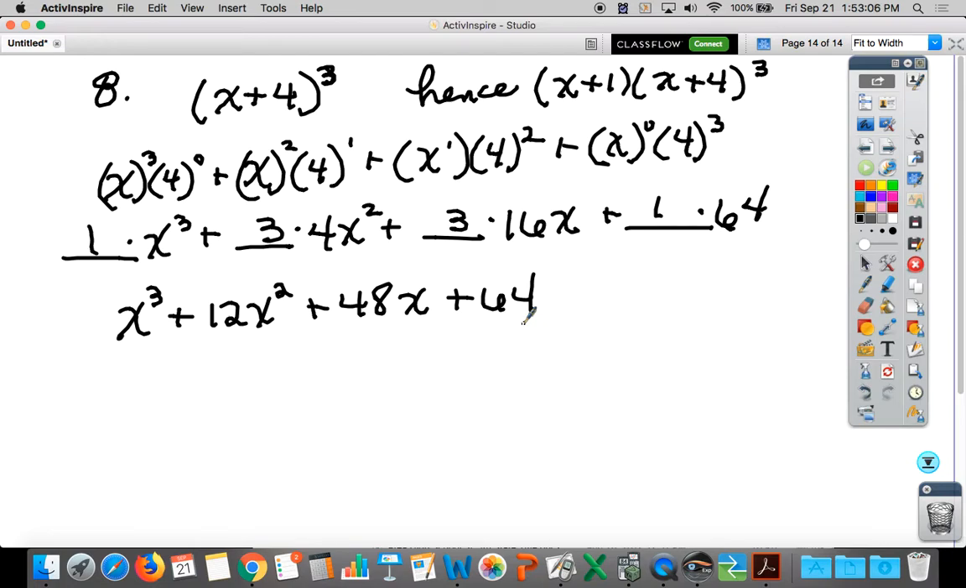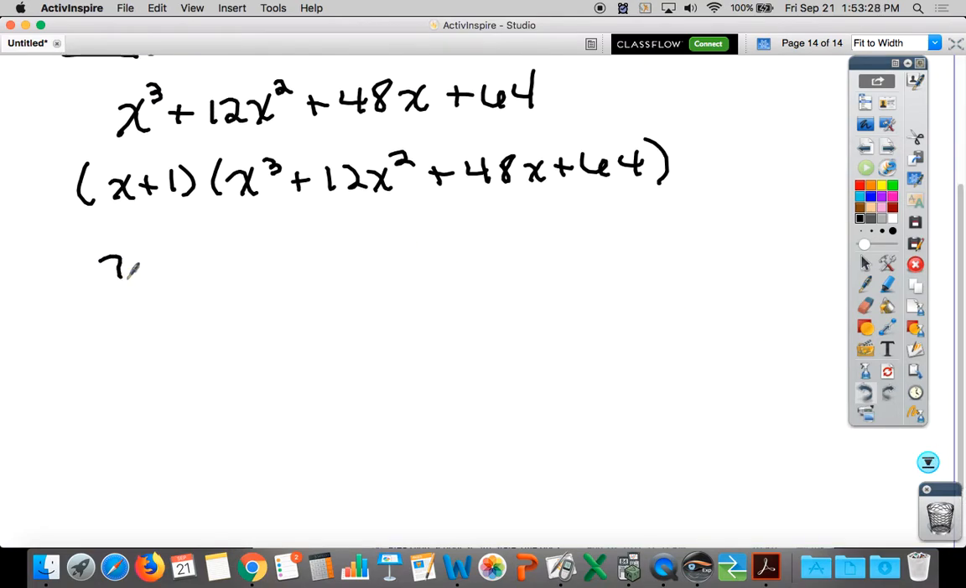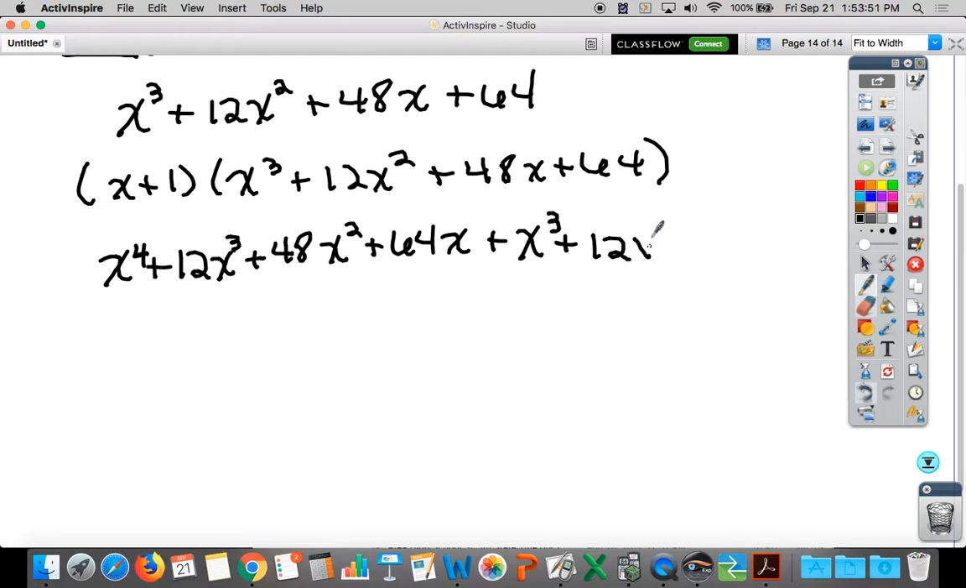Is that what we got when we expanded the first one? Okay, so then all they want you to do is now just expand this. So you're literally just going to distribute and combine like terms. And you can check this one as well.